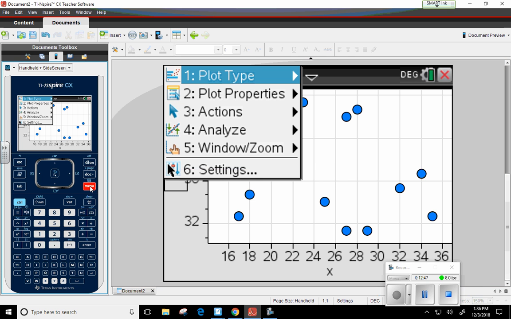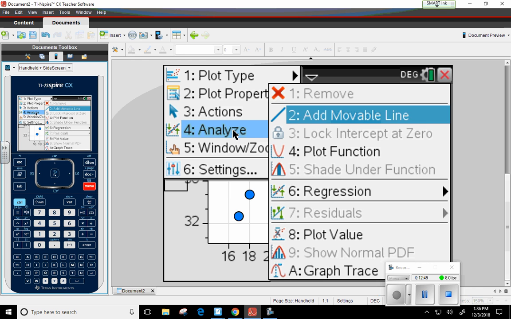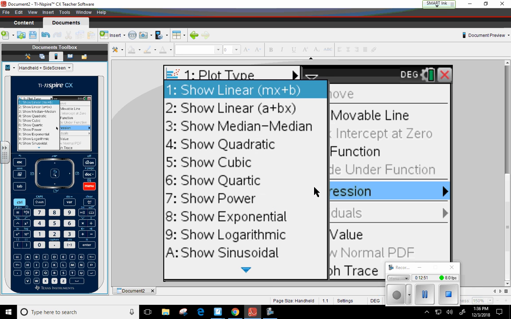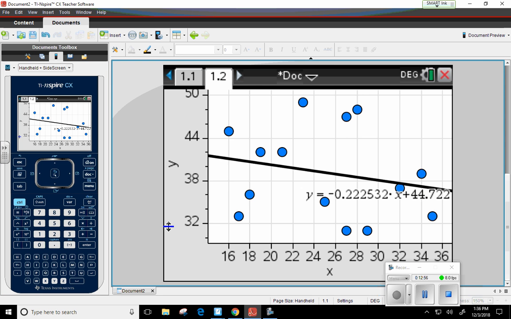Menu. Analyze. Regression. Show linear, mx plus b. There we go.